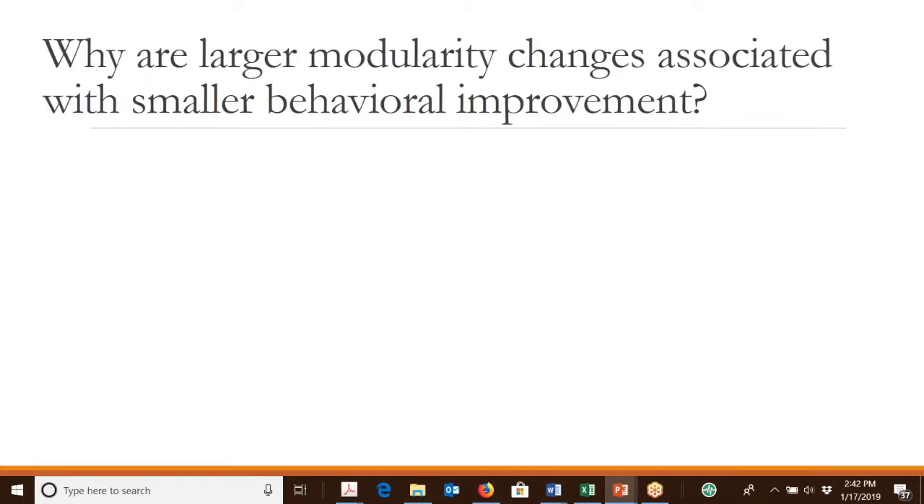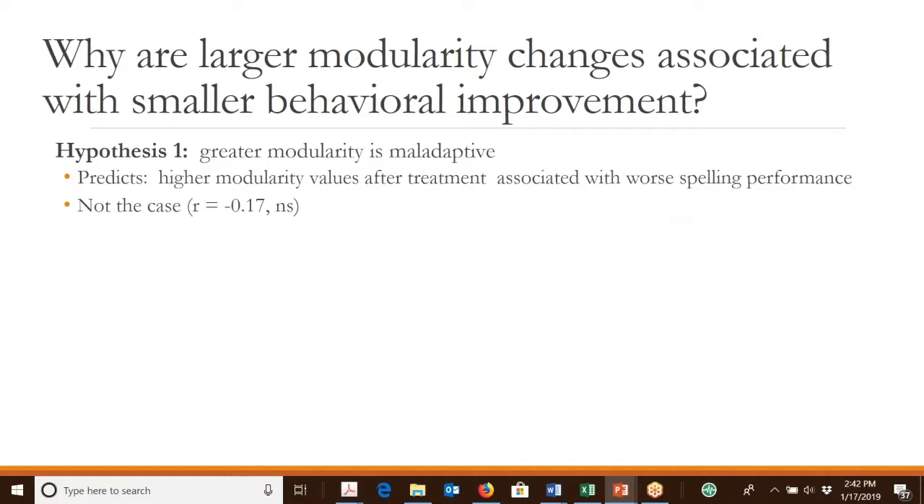So why is that, okay? And so one possibility would be that, well, maybe greater modularity is maladaptive. Okay, so it is changing, but it's maladaptive. Now, this would predict that higher modularity values after treatment should be associated with worse spelling performance. But we find that that's not the case, actually. So that doesn't seem to be an explanation.